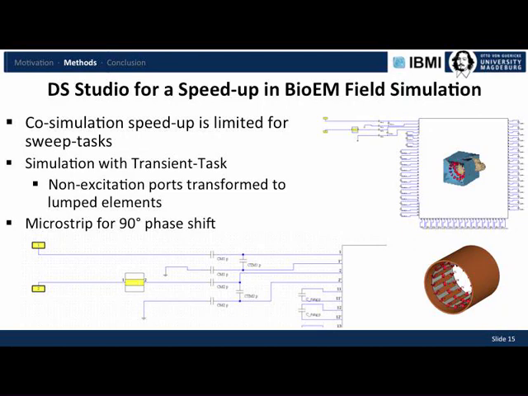But the bigger problem was the combination of data, because right now you have to do it manually. Right now you get two fields, and to have a circular polarized field, you have to combine them. And we had to do this outside.